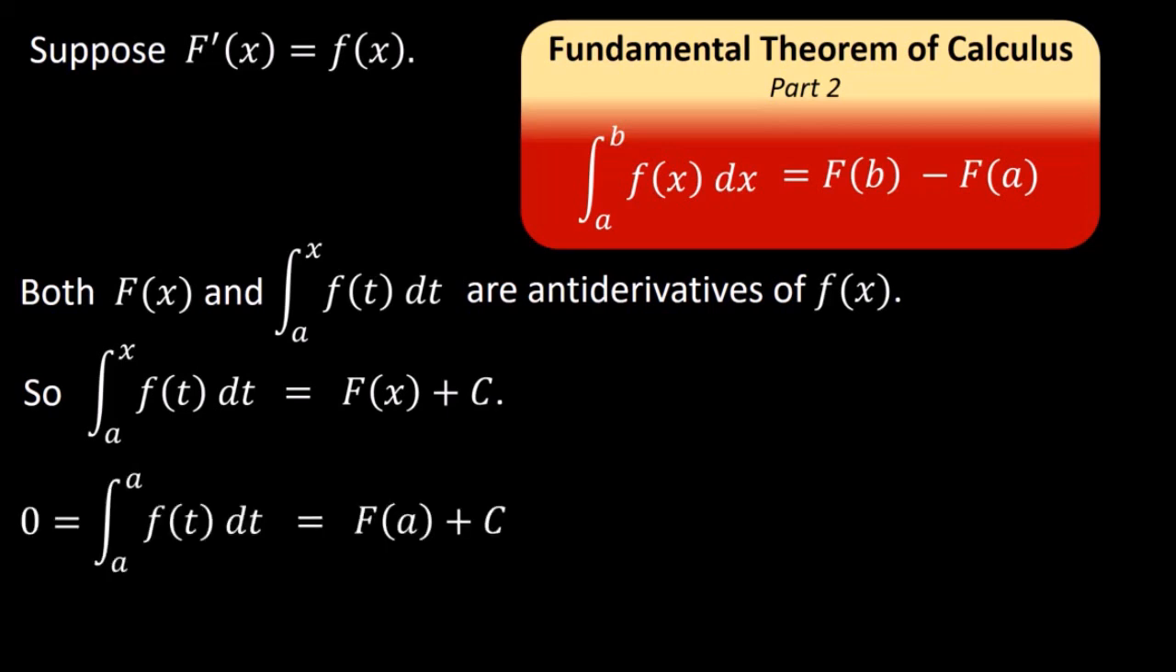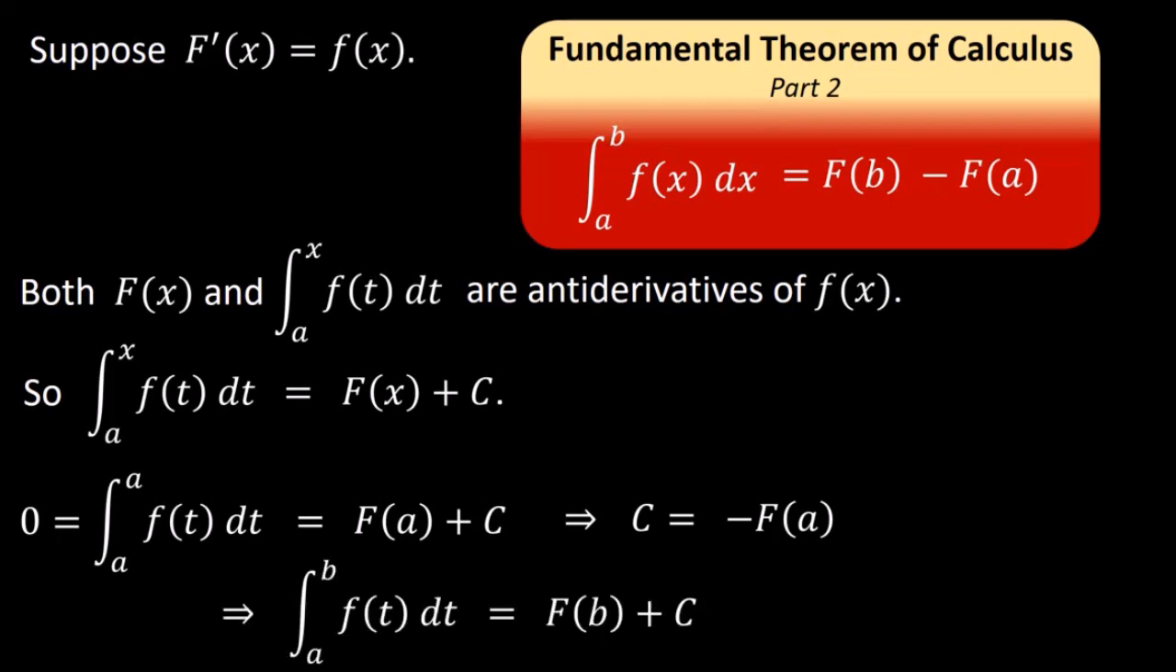Well, how do I do that? Look at what happens when x equals a. Because now you have the integral from a to a, which equals 0. On the left-hand side, you have 0. On the right-hand side, what do you have? You have capital F of a plus c. So that has to equal 0. And use that to solve for the constant c. c equals minus capital F of a. And you can plug that into your formula above.